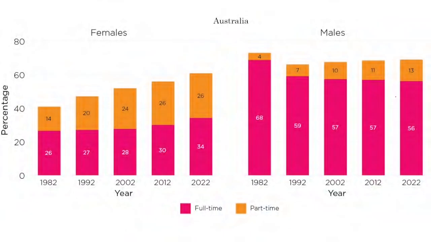So this is charts in Australia. It's showing female and male employment. And as we can see over time, female employment has increased in both full-time and part-time sectors at high amounts since 1982. And the total fertility rate in Australia has decreased since 1982. And we can connect those factors together.